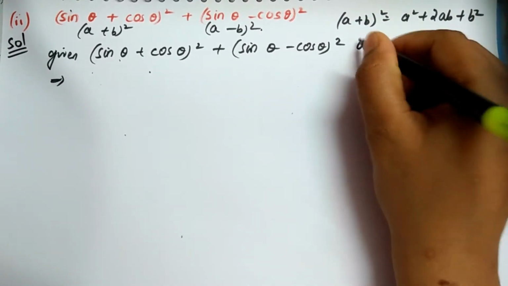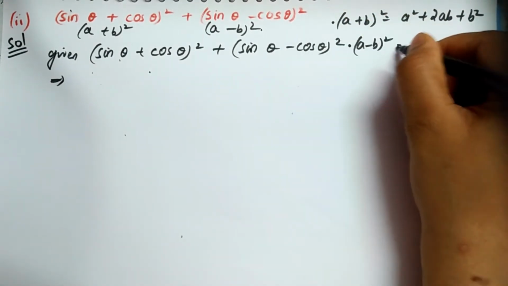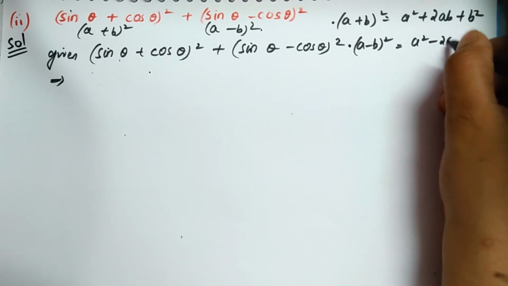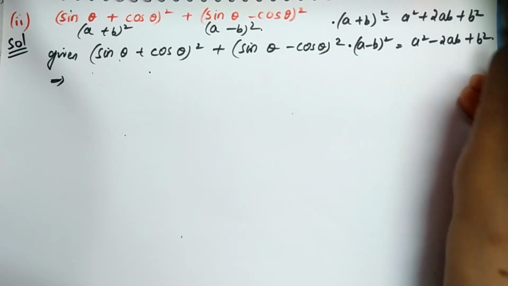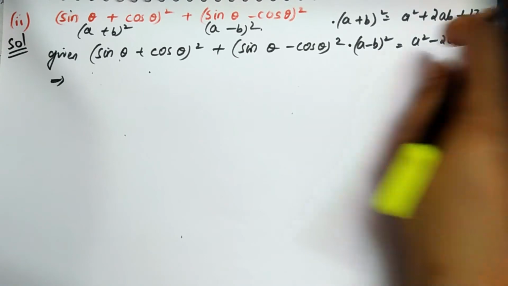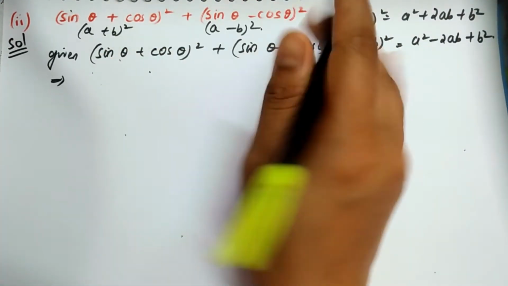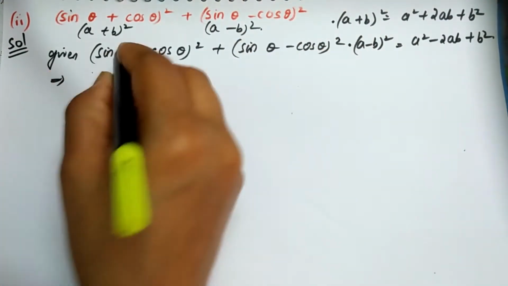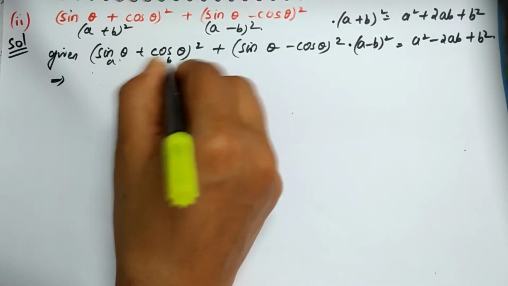Okay, a minus b the whole square, what is the formula for that? A square minus 2ab plus b square, right? So simply we are just using that formula here. No other thing we are doing, not a big deal. Okay, this is a and this is b.